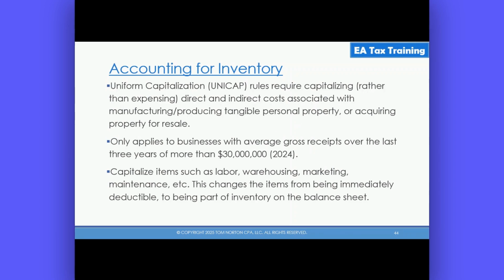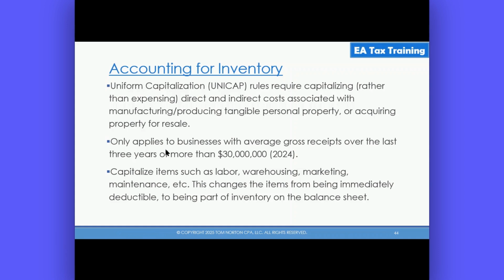So a couple of things to note here. First of all, this only applies to large businesses. So they have to have more than that $30 million of average gross receipts over the last 3 years. Note here, it is not only C corporations. When we were talking about who could not use the cash method, it was only C corporations with $30 million or more of average gross receipts. Here it is any business with more than $30 million of the average gross receipts. You have to use UNICAP.